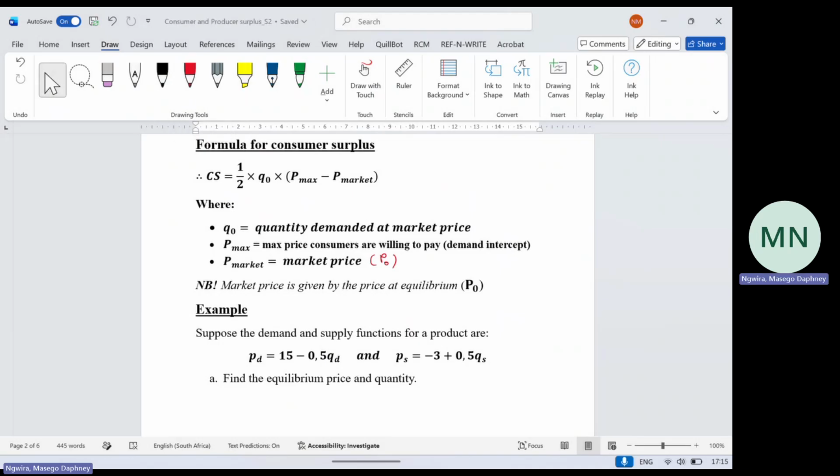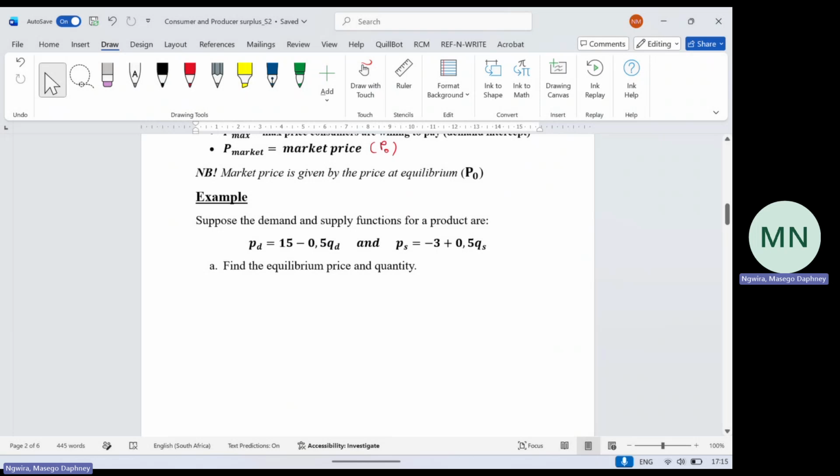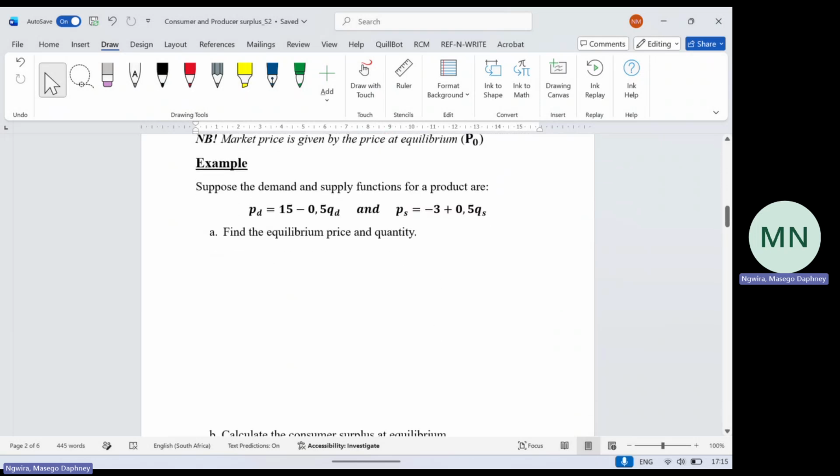Let's look at this example so that we can understand consumer surplus. Suppose the demand and supply functions for a product are given. They say find the equilibrium price. Every time we see the word equilibrium, it means we are going to equate. So we say our demand function is equal to our supply function, and then we substitute.